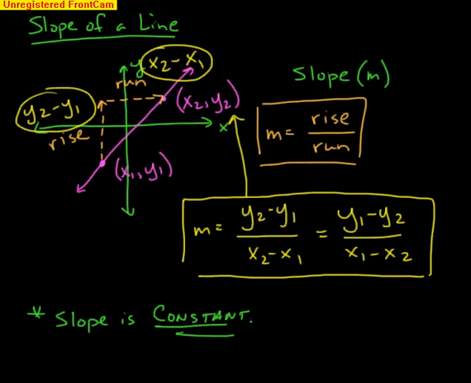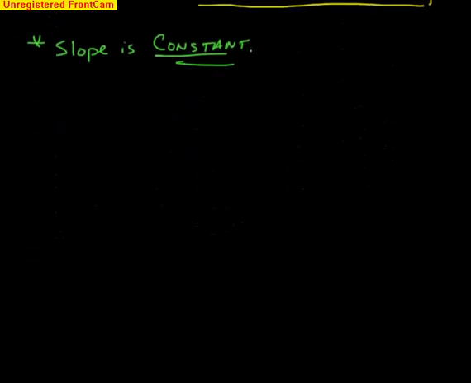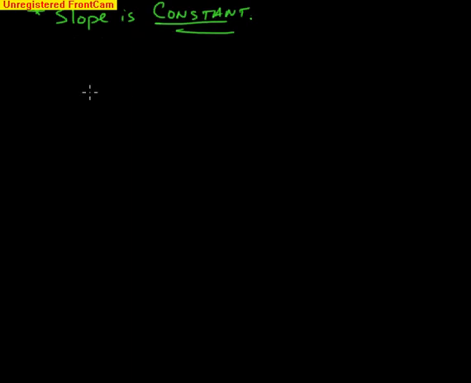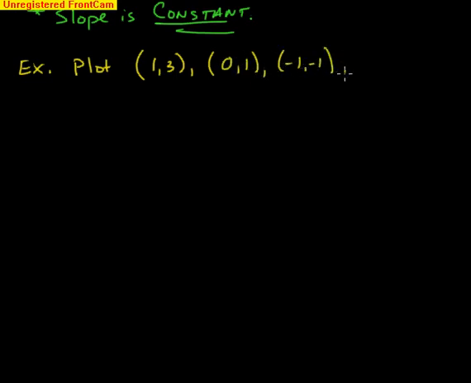Okay, on the next space, I'm going to scroll down. Slope is constant. So what do we mean here? Well, let's do an example. We're going to plot the points. It's just a small little example. We're going to plot the points 1, 3, 0, 1, negative 1, negative 1, and negative 2, negative 3.